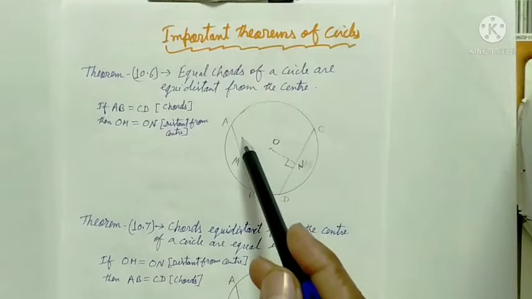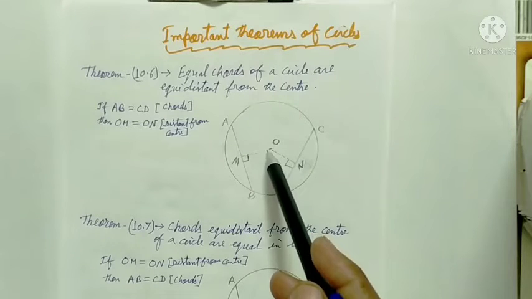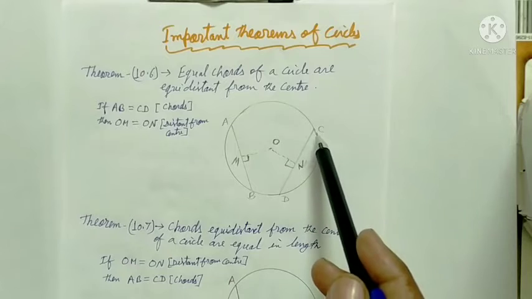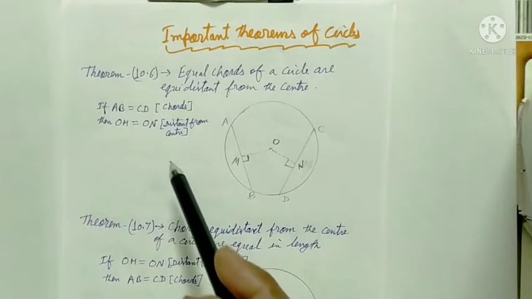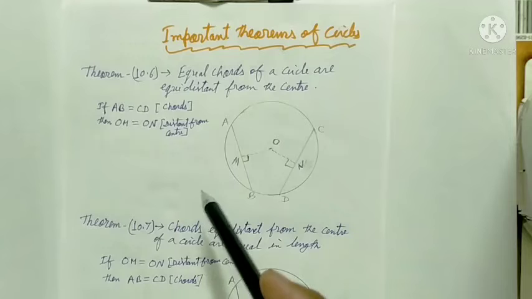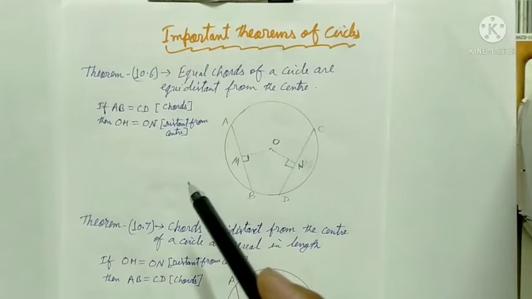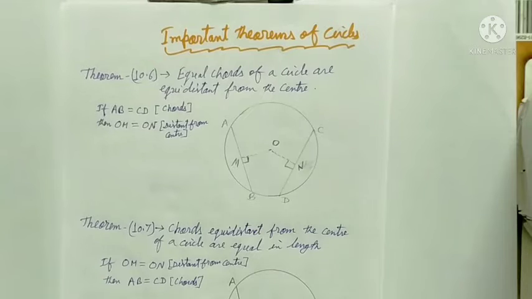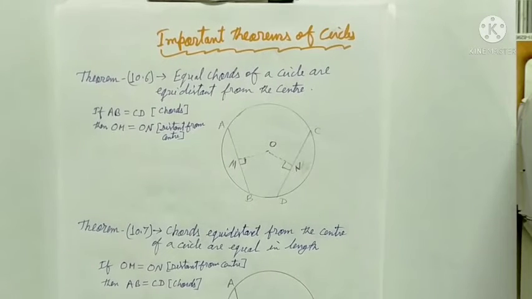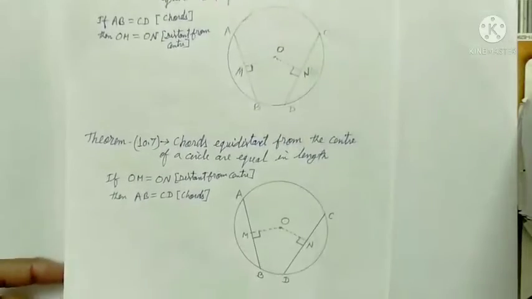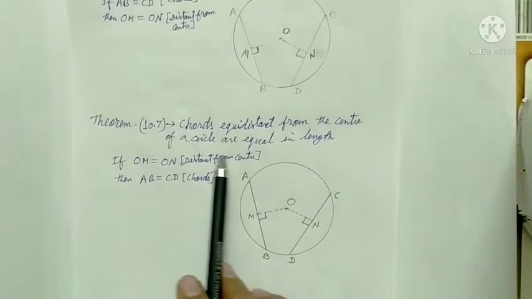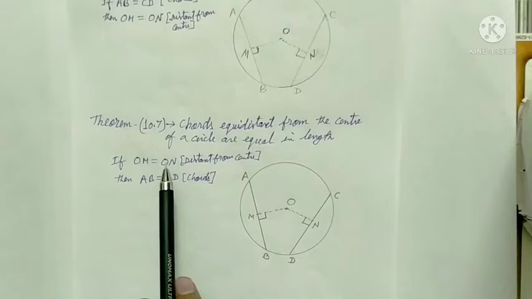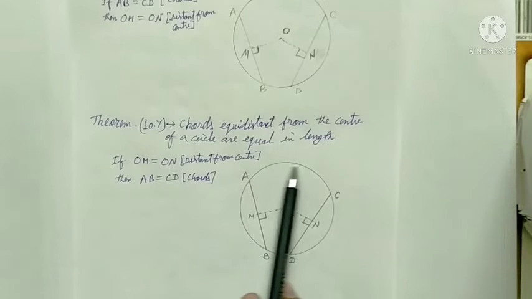OM is the distance of AB from the center, and similarly ON is the distance for CD. So this is Theorem 10.6. You should remember it because it will apply in further exercises. Next, Theorem 10.7. What is the statement of Theorem 10.7? Chords equidistant from the center of a circle are equal in length.